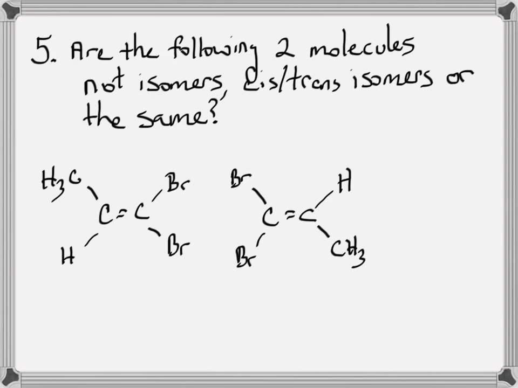Are they cis-trans isomers? They're not cis-trans isomers, and let's walk through that. I can tell because when I look at one of the carbons of the double bond, and I've circled that carbon, notice the two groups attached to it are the same. And so that right there tells us they cannot be cis-trans isomers. So I know these are not cis-trans isomers, that's for sure.